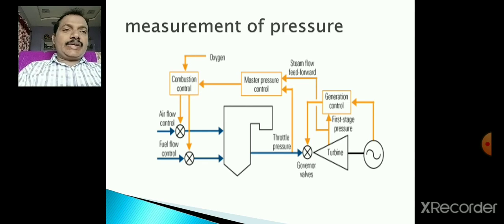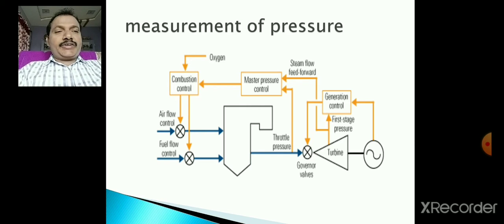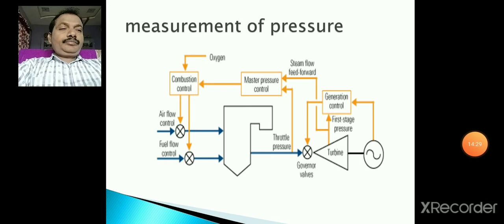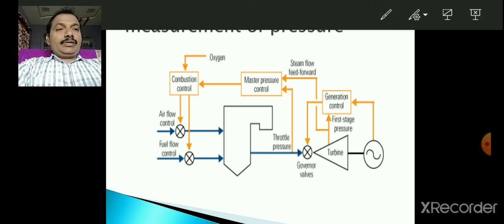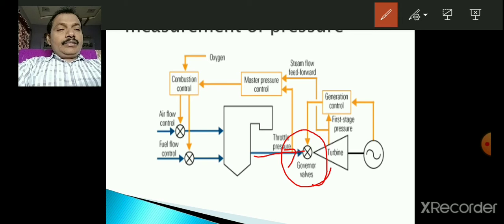Now let us take the measurement of pressure. Here is the turbine governing system we have. In this, it measures the steam pressure, the turbine speed, and vibrations. These are measured by the governing system, and it also measures the power generation.